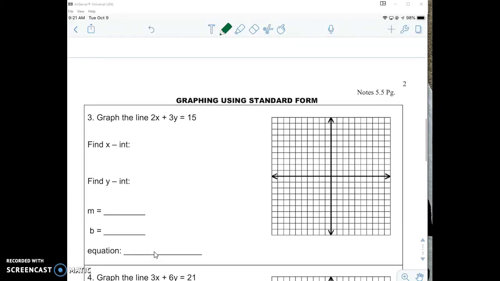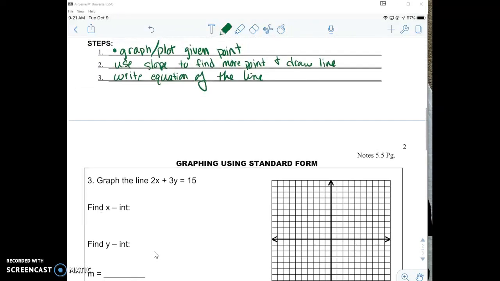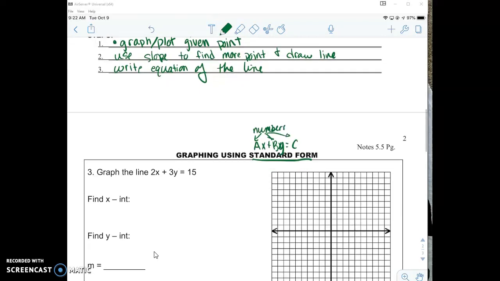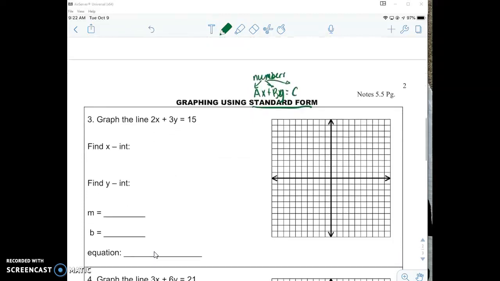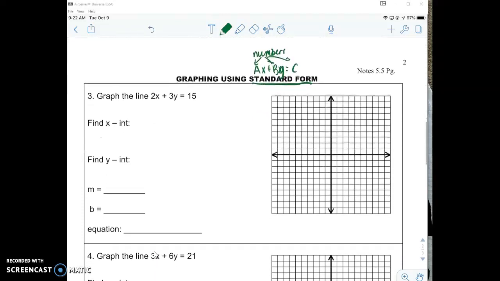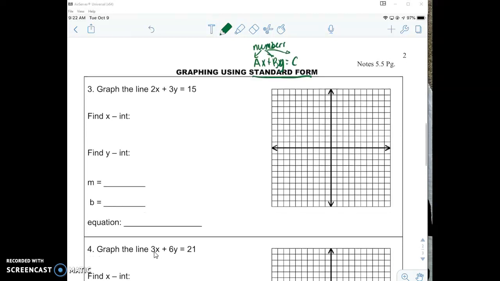Moving on to the back, sometimes our equations will be in what's called standard form: Ax plus By equals C, where A, B, and C are just numbers. When we have standard form, we will find our x and y intercepts to graph this line.